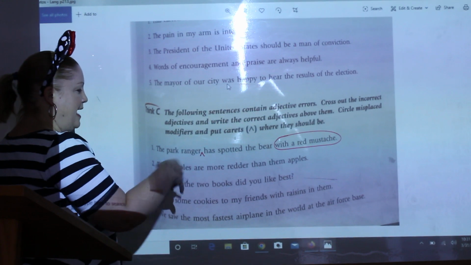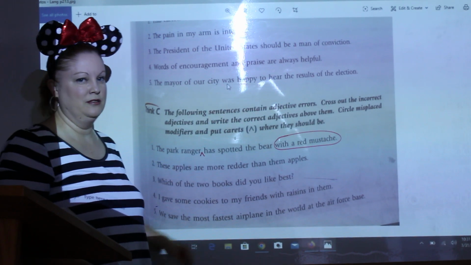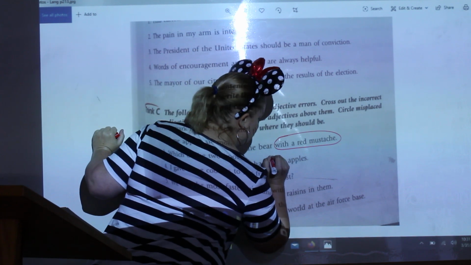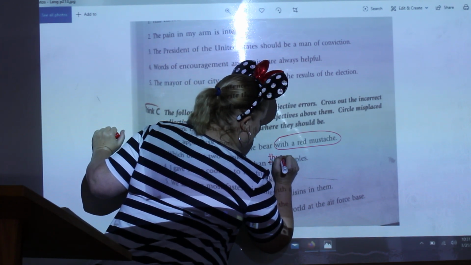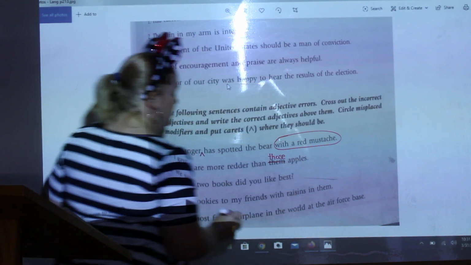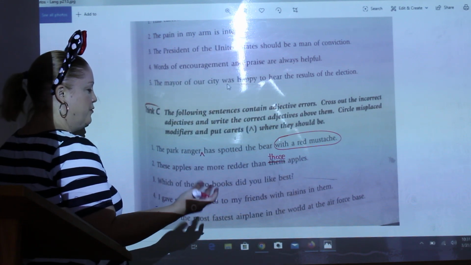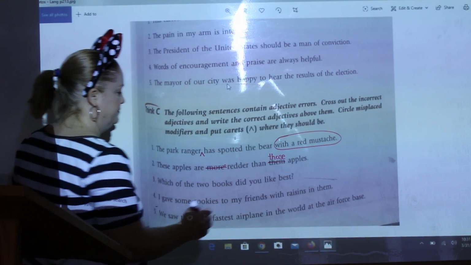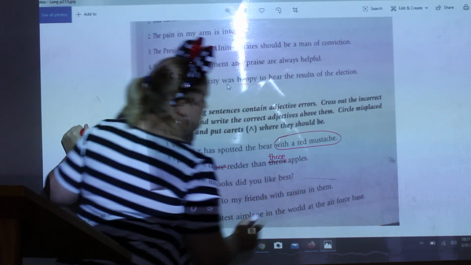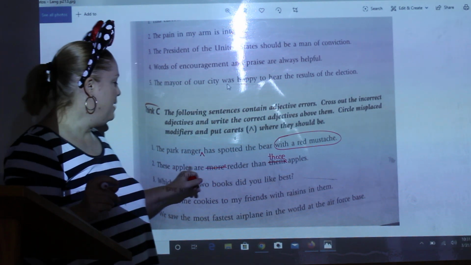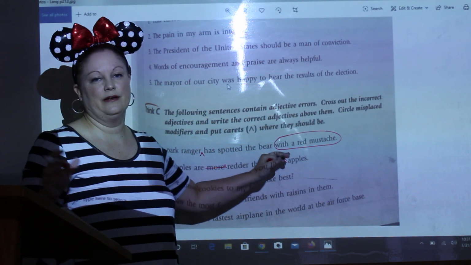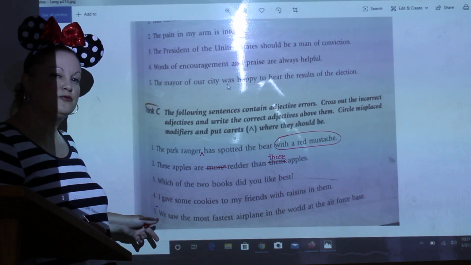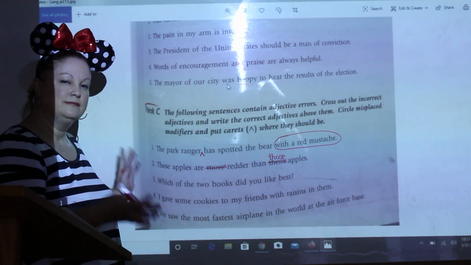All right, these apples are more redder than them apples. Hopefully this is one of the first things that stands out to you. And of course, we cannot use, I guess I could do a little squiggly tail. These apples are redder than those apples. Much better. Okay. Go ahead and fix sentence 3 through 5. Just pause and do that.